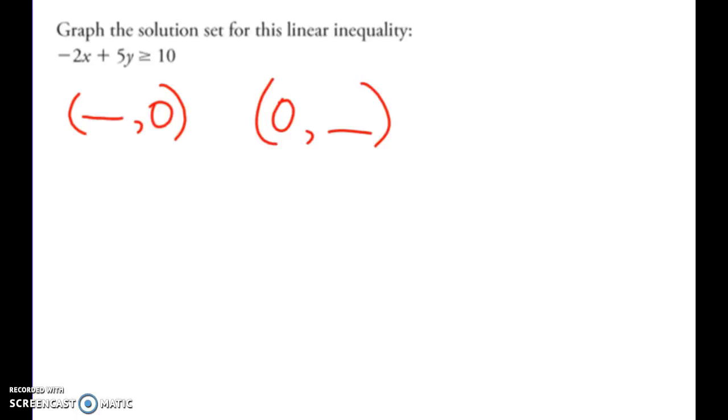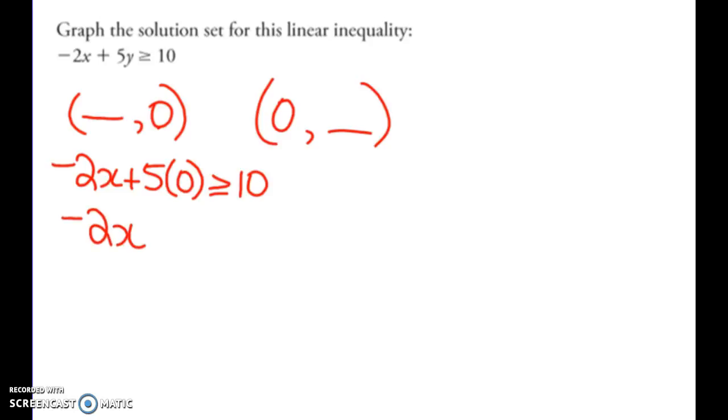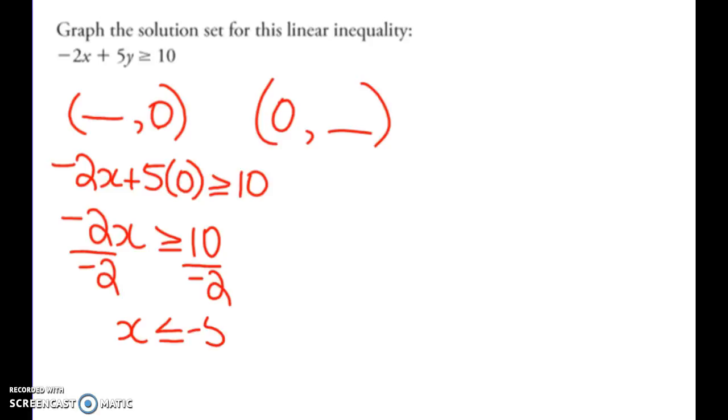If I replace all my y's with 0, I will have minus 2x plus 5 times 0 is greater than or equal to 10. I have minus 2x, and 5 times 0 is 0, so that is gone. And I have greater than or equal to 10. Here I will divide by a negative 2. And when I divide by a negative, I need to remember with an inequality, I switch the sign. So this was greater than or equal to, and now it is less than or equal to, because I have to switch the sign when I divide or multiply by a negative.